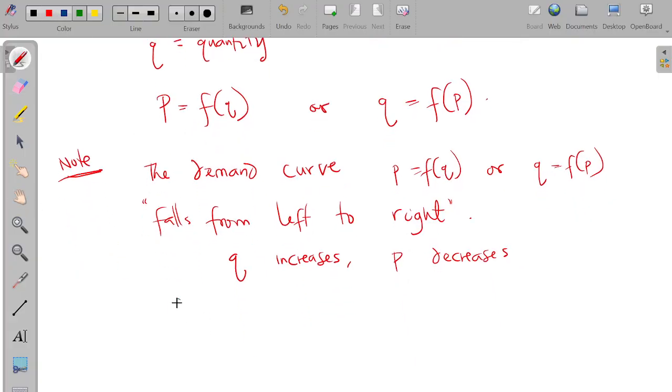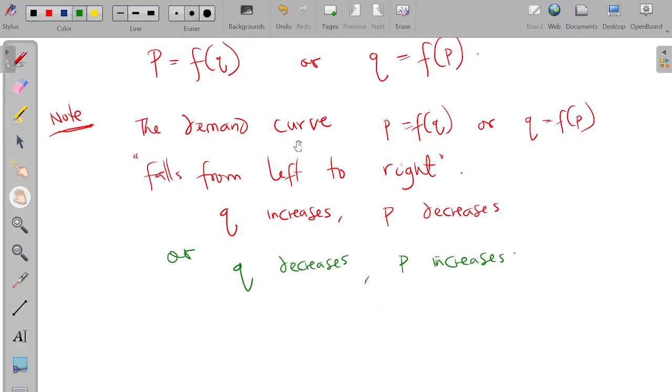Or I can say as Q decreases, P increases. Okay, so please take note of that.